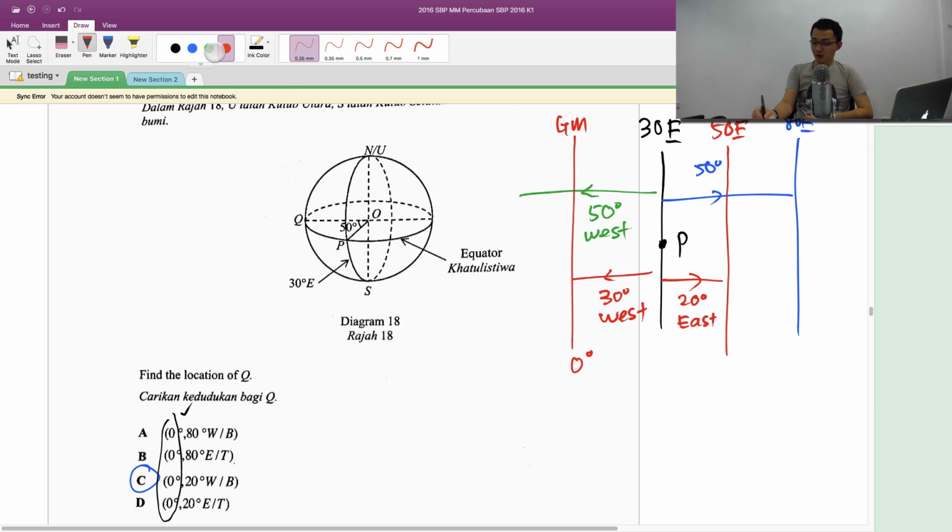But then I want to move 50 degrees. So I will need to move another 20 degrees. From the Greenwich meridian, we go to the west 20 degrees. We call it 20 west. Okay, this is how I get 20 west. And if I say 20 west, it means the whole line here is 20 west. Any point on this line, the longitude is 20 west. And Q is on this line. So Q is 20 west. I hope you can understand.